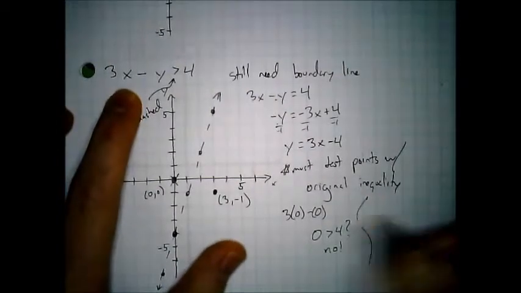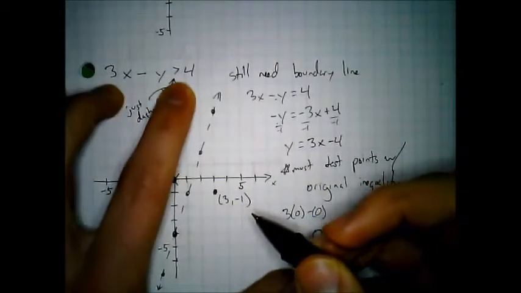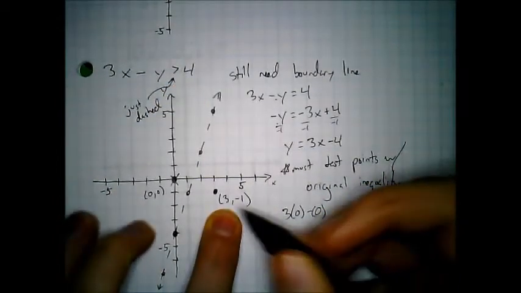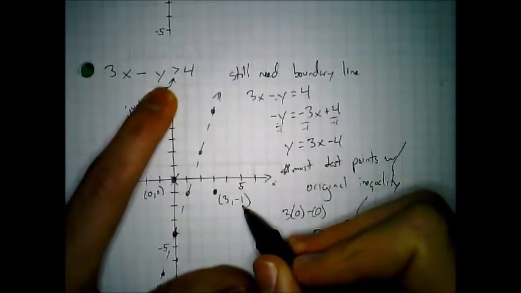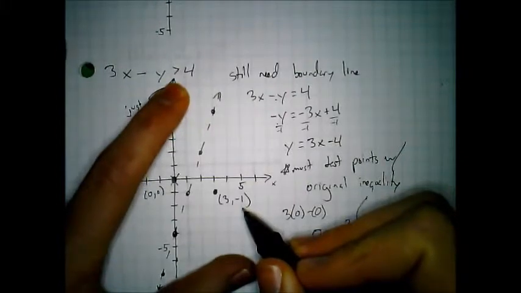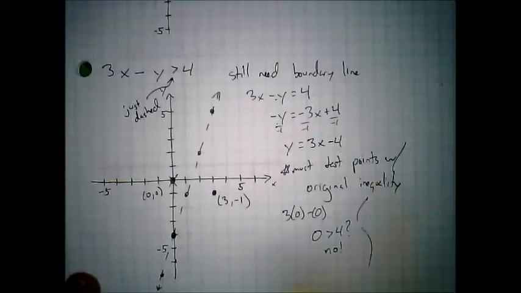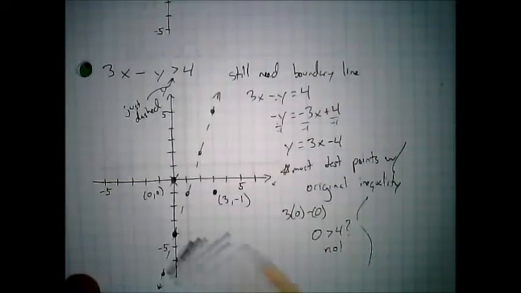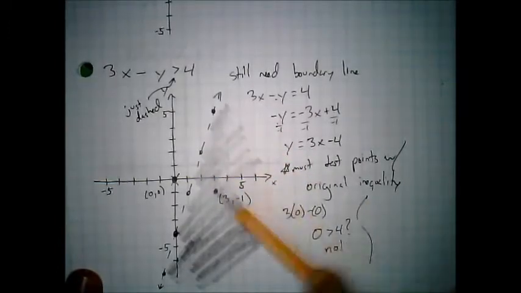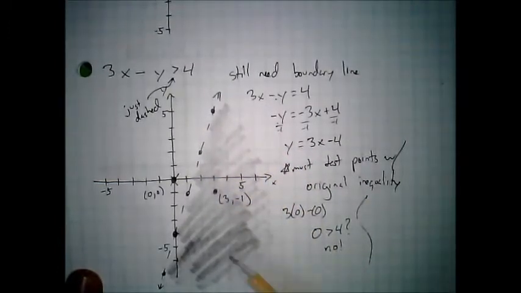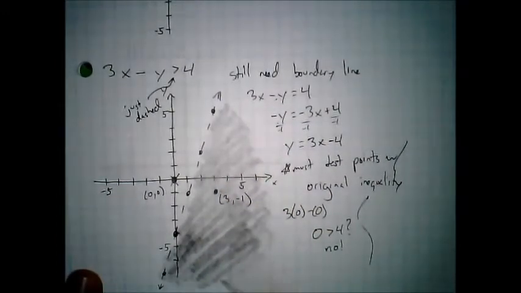So 3 times 3 is 9, minus negative 1 is 10. Is 10 greater than 4? Of course, okay? Again, we do 3 times our x value. 3 times 3 is 9, minus negative 1. That is 10, and 10 is greater than 4. Again, what does that mean? That means 3, negative 1 is a solution. So every single point on this side, just like we thought, is a solution to the original inequality. So this is the side of the line that we shade.